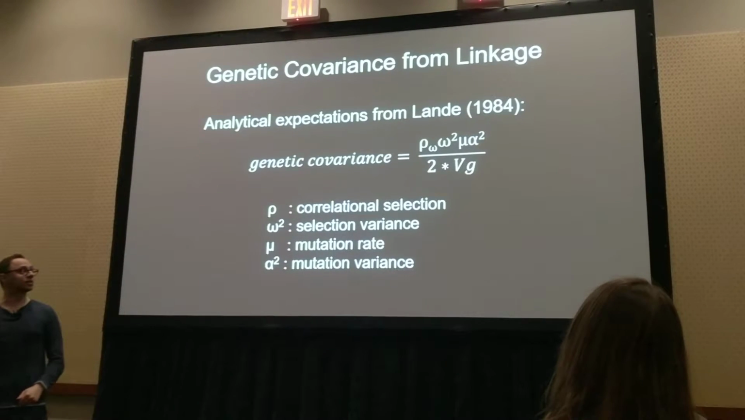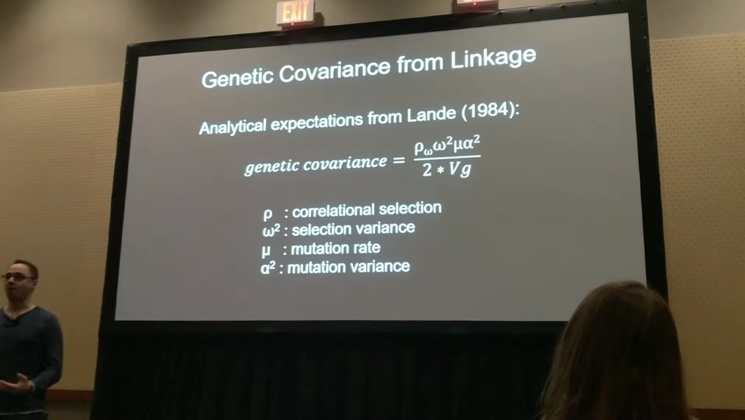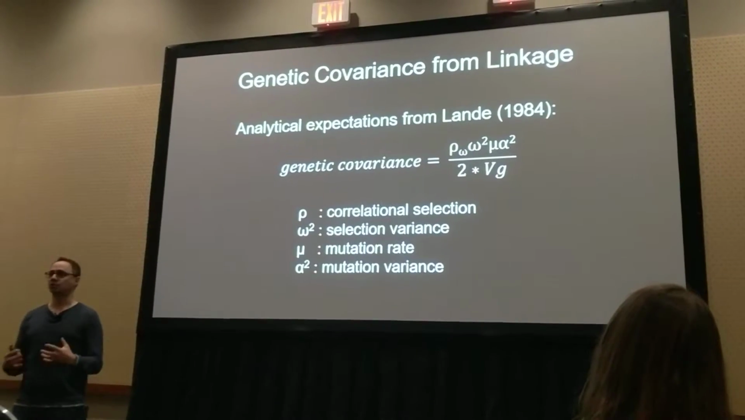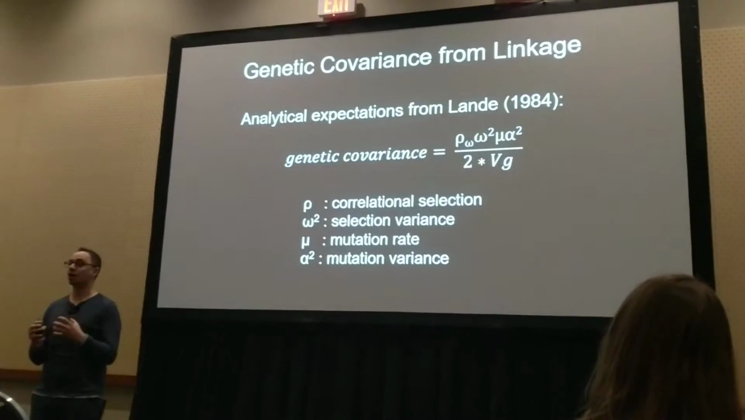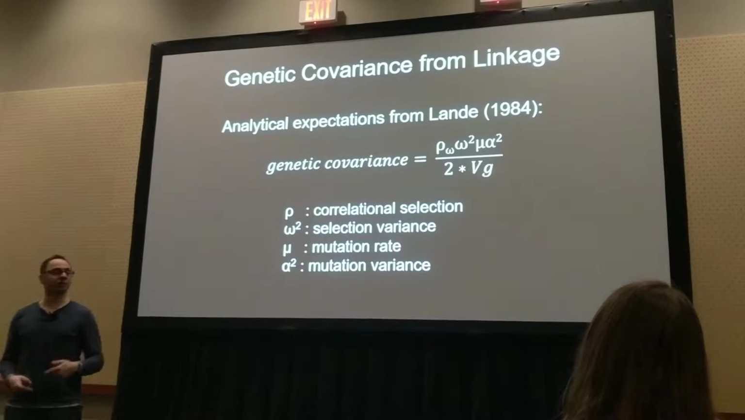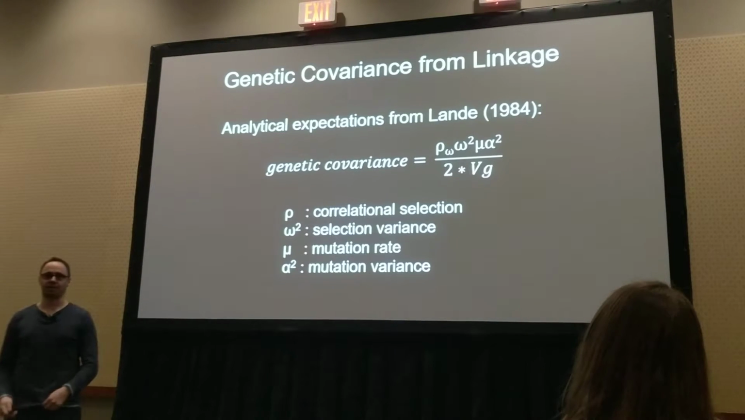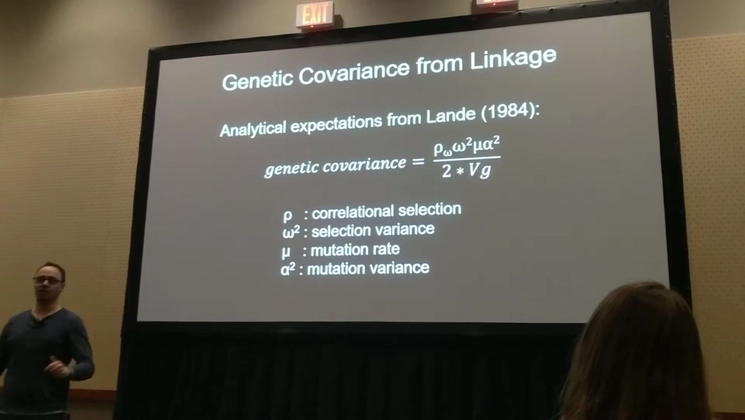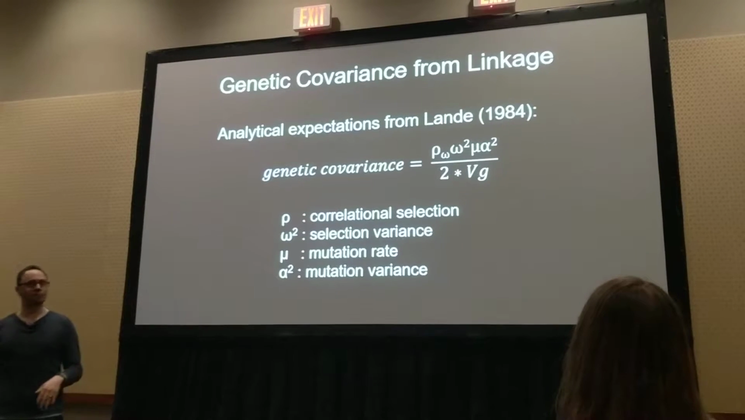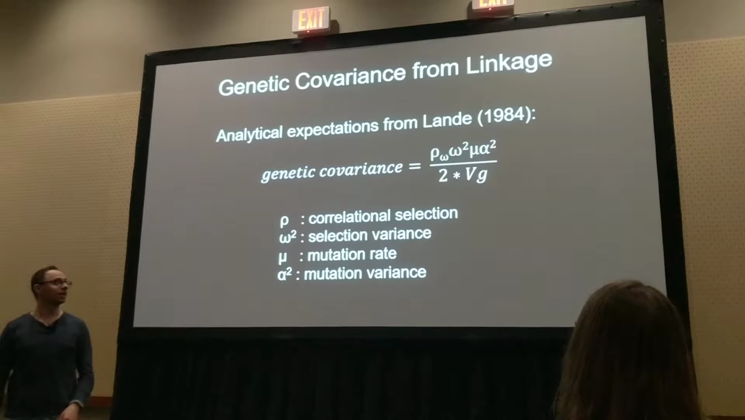In the numerator, we can see that there are four parameters that affect genetic covariation between traits. One is how much correlational selection there is on those two traits. One is selection variance, which is how strong that selection is on those two traits. The next is mutation rate, how much input there is. And then there's mutation variance, which gives you a nice kind of average effect size. But this is the continuum of alleles model, so it's a bit different. And that's all divided by the genetic variance, which I don't have time to go into, but we can talk about it if people are interested as well.